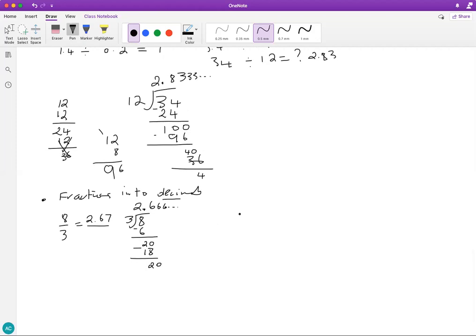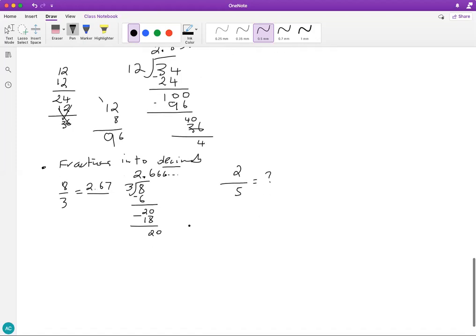Now let's see what happens if you have 2 over 5. What is 2 over 5 as a decimal? We don't know, so the only way to find out is to do the division. Again, we're going to do the division. The top of the fraction, the numerator, always goes inside. So 2 goes here, 5 goes here. Then you start your division.